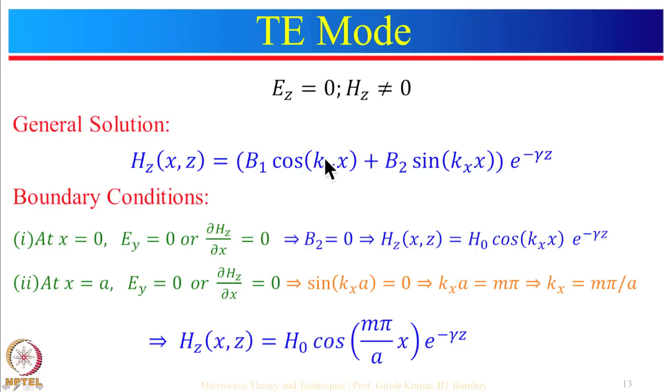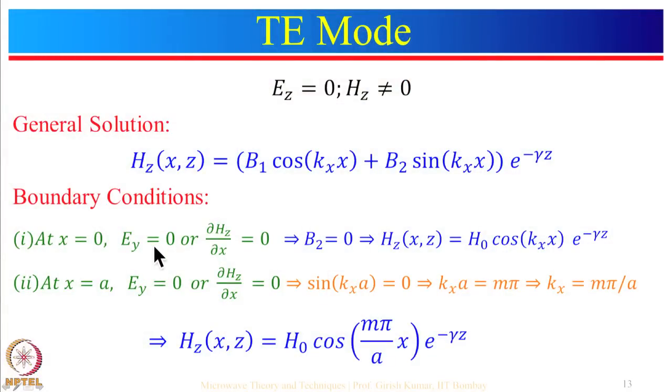Now we need to apply boundary conditions for this, and the boundary conditions are: the tangential component of the electric field should be 0 at the conducting boundary. So, conducting boundary is at x equal to 0 and x equal to a, and the tangential fields are Ey and Ez. Ez is already 0, so we need to make Ey equal to 0, and to make Ey equal to 0, we need to find Ey first. So, we can find Ey in terms of Hz like this. So, Ey will be j omega mu by h square into del Hz by del x. So, if Ey equal to 0, then del Hz by del x will be 0.